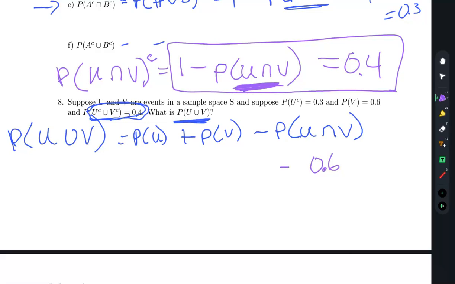And then let's see what else they give us. This is a 0.6. And then probability of U complement is 0.3. So that means the probability of U will be 0.7. So I add all these together and I get that.